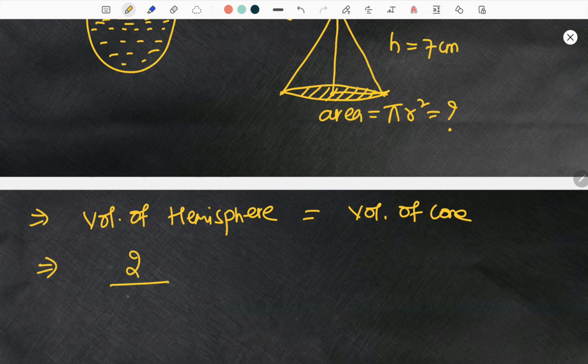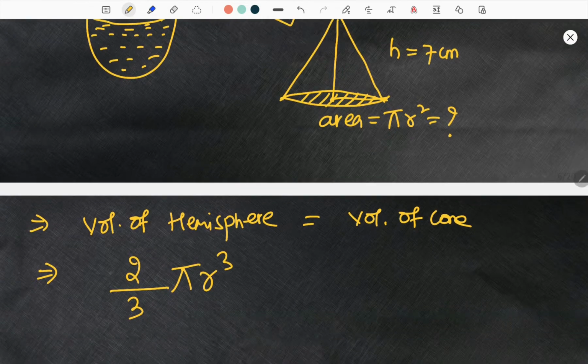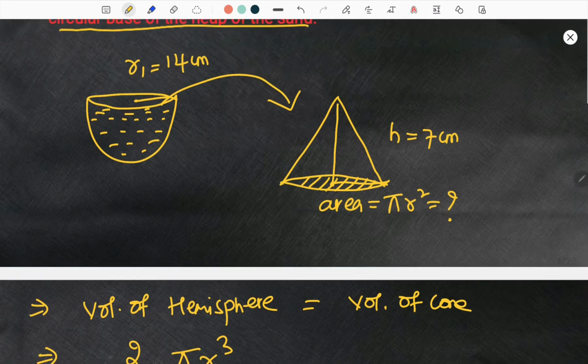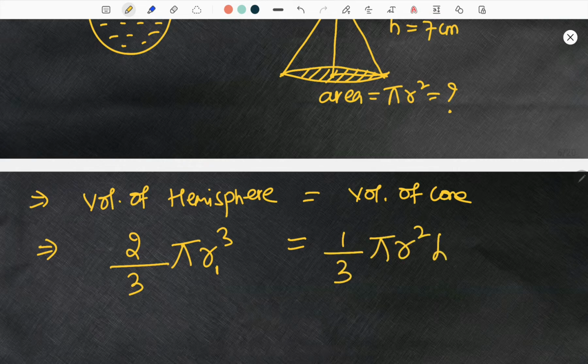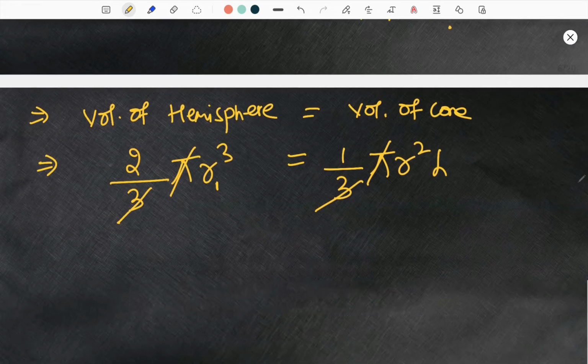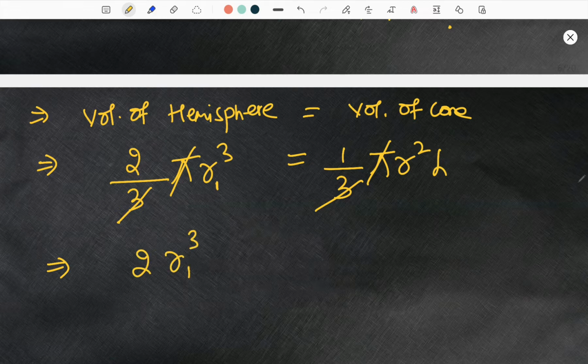So what is the volume of the hemisphere? Volume of the hemisphere is 2 by 3 pi r cube. Let me call it as r1, otherwise you can call it as r also, no problem. I have called it r1 here, so that's why I'm taking. So that is equal to, what is the volume of this cone? Volume of this cone is 1 by 3 pi r square into h. Alright, in this 3 and 3 get cancelled, pi and pi get cancelled. What remains here is 2 r1 cube. Correct? So 2 r1 cube is equal to r square into h.